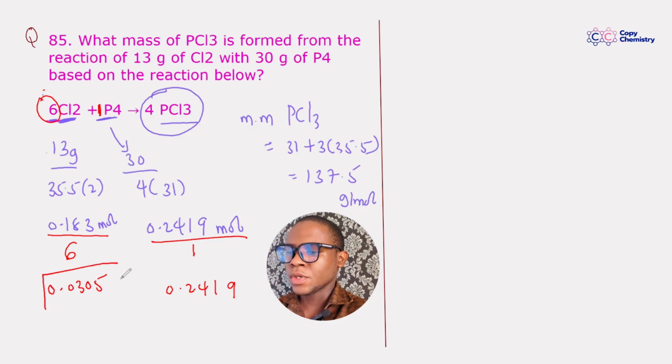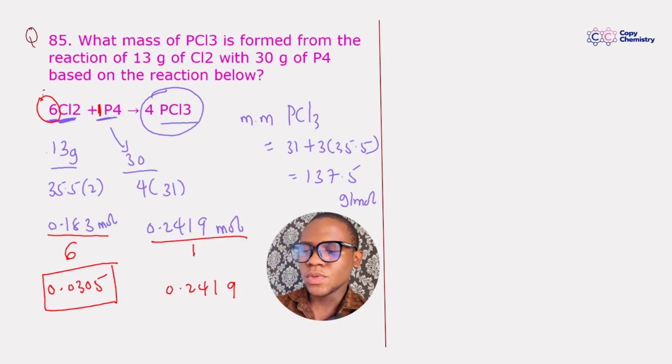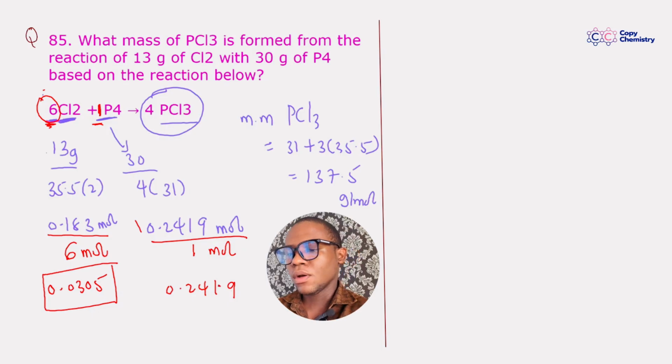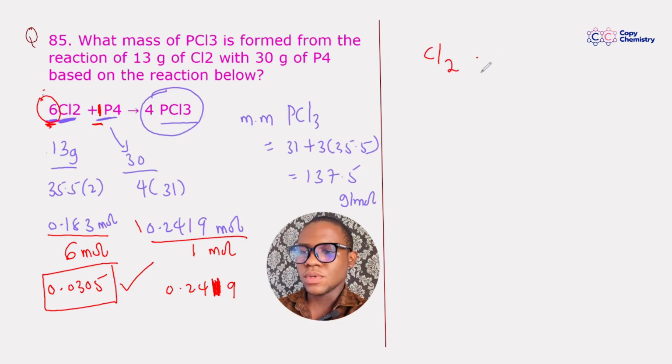And when you do that division by 6 there, you should have 0.0305. You notice that I'm not writing moles here because it's a sort of ratio. It's like you're dividing moles by moles. So, right? This is 6 moles. This is 1 mole. So that's why this would not have any units. Okay, so we can now judge that this is the smaller value there, meaning that Cl2 is our limiting reagent.